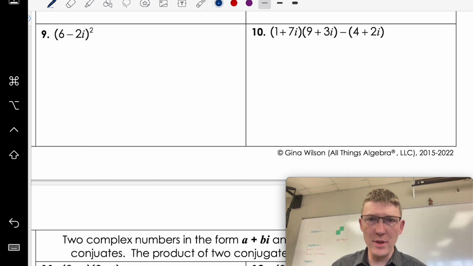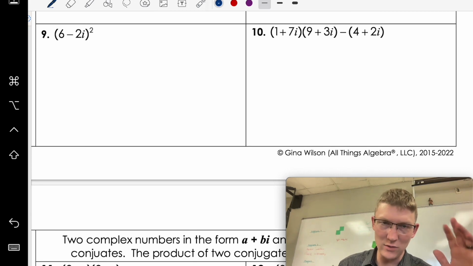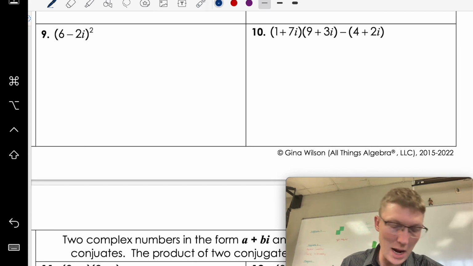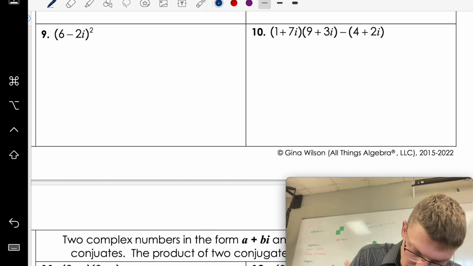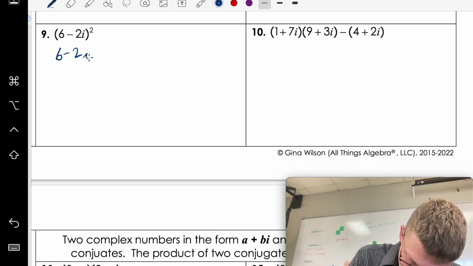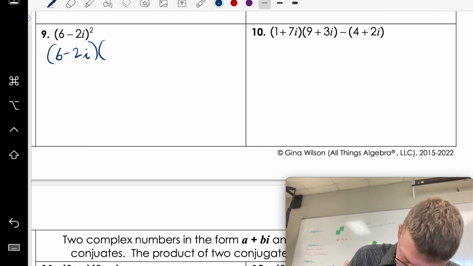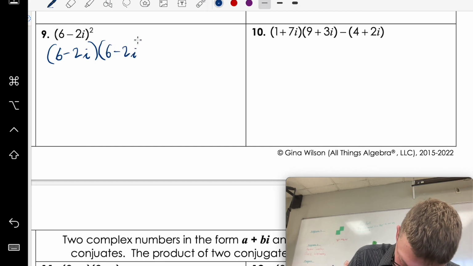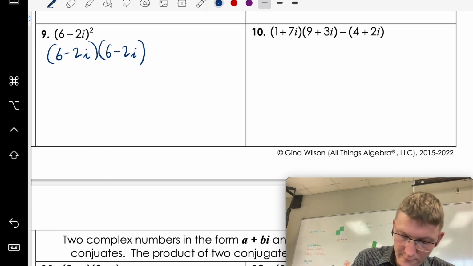So number 9, you can treat it like a polynomial squared. Again, if you remember that super fancy equation of like the first one squared, plus 2 times the first one times the second one, plus the second one squared, or minus, whatever, great, you can use that. I don't remember it, so I'm going to have to write it out. So 6 minus 2i times 6 minus 2i. So then I'm just going to FOIL that out.